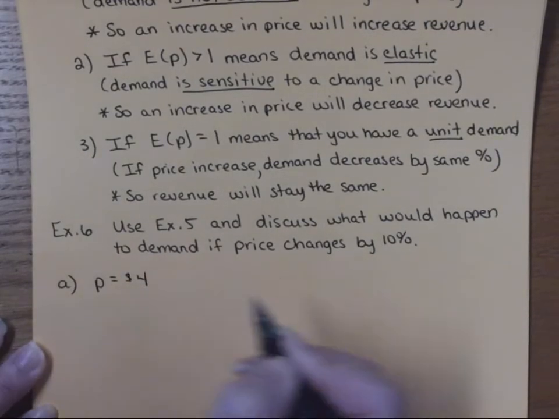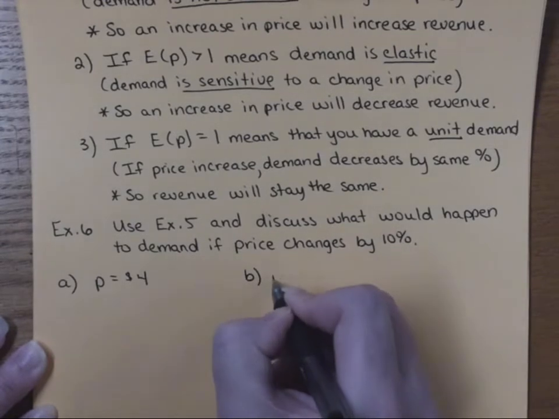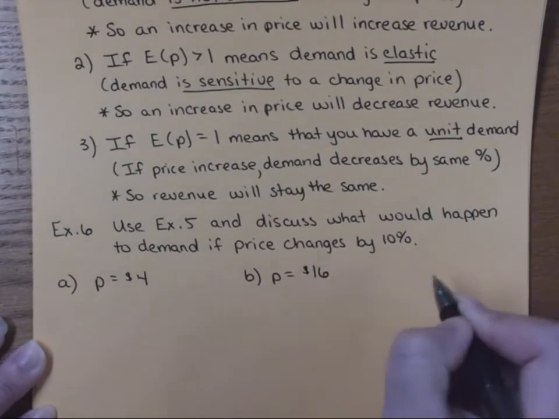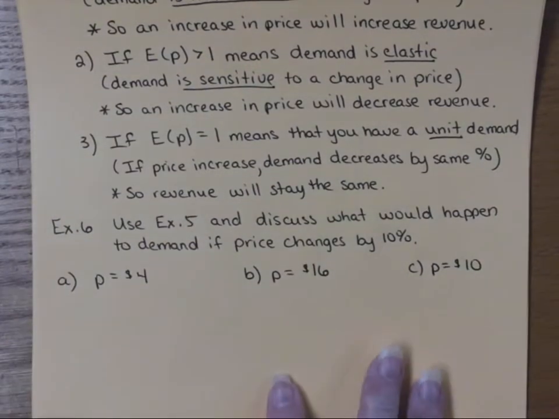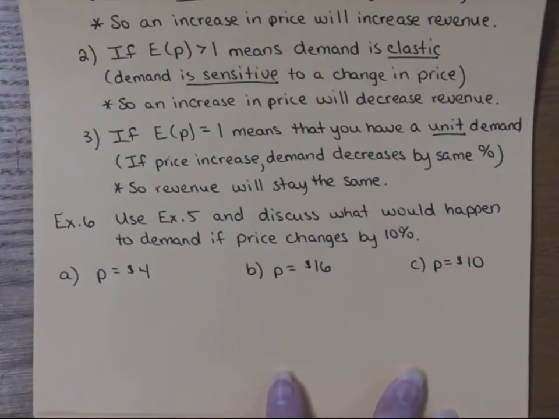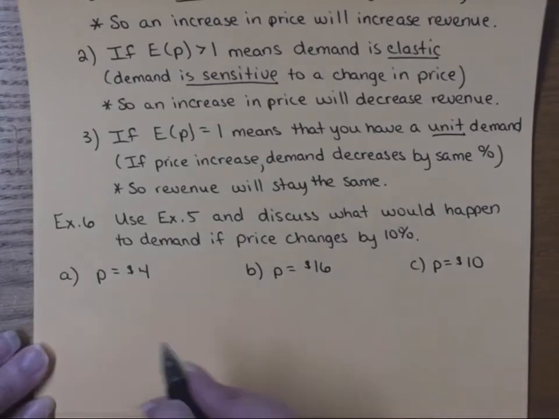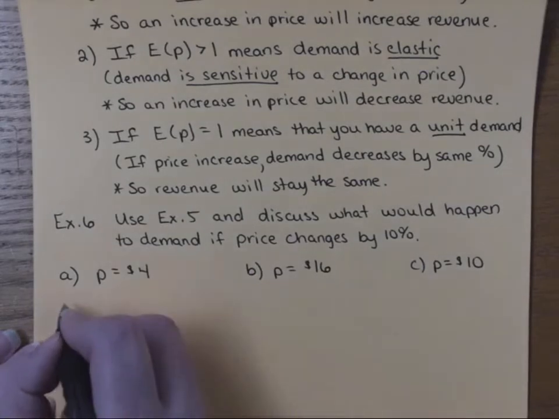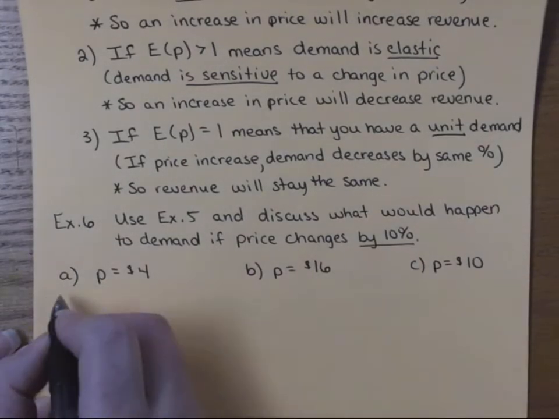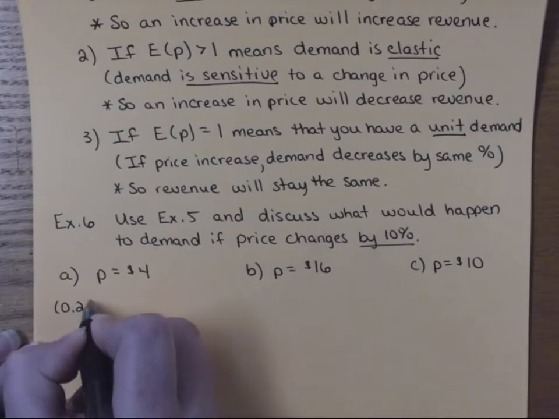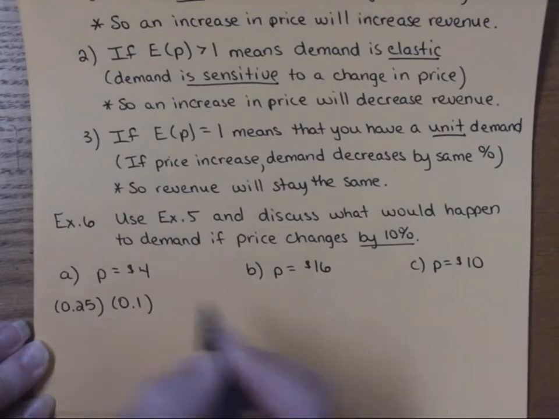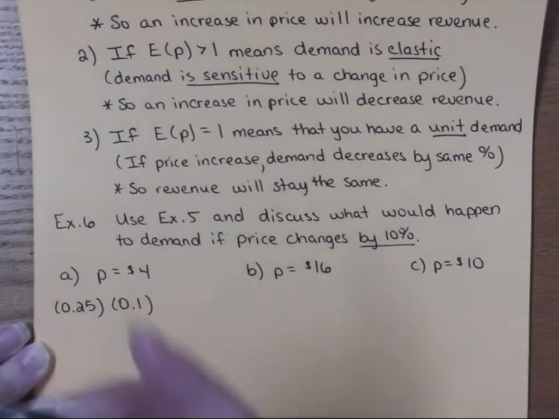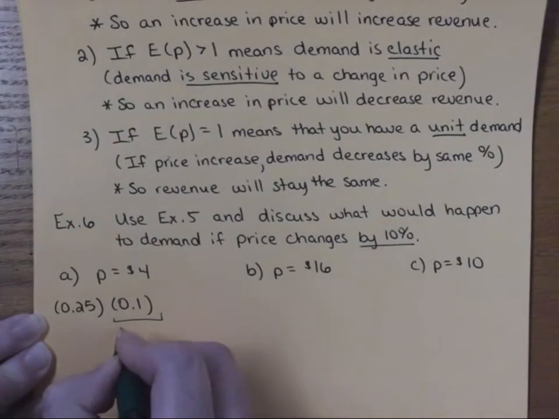So remember, the first scenario was the price was $4. The second scenario was the price was $16. And then finally, the last scenario was the price was $10. Okay, so all you do is you take that elasticity of demand and you just multiply by 10%, because that's what the problem tells us to do. So you're going to take that 0.25 that you got from example 5a and you're going to multiply by 0.1, because remember 0.1 represents 10%.